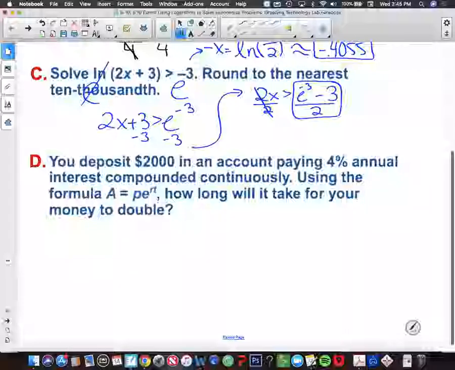So if I put that in my calculator, I get, so e to the -3rd power minus 3 divided by 2. That gives me a -1 point. So x is greater than -1.4751.